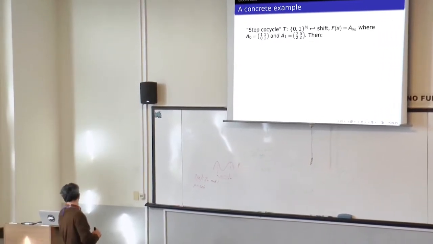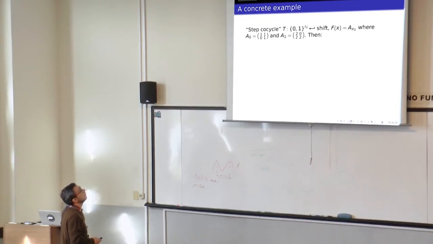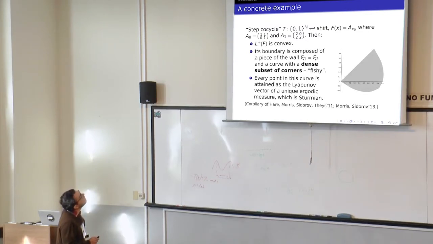So I have at least one example where this philosophy holds. It's again a one-step cocycle, so this kind of locally constant cocycles over the shift, now with two other pair of matrices. And if you take exactly these two matrices, what you see is this picture. So these are the Lyapunov exponents, right? And the boundary is this curve. Well, there is a part of the boundary that touches the wall, right? And then you have this curve.